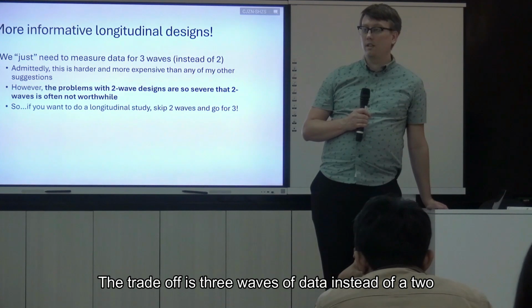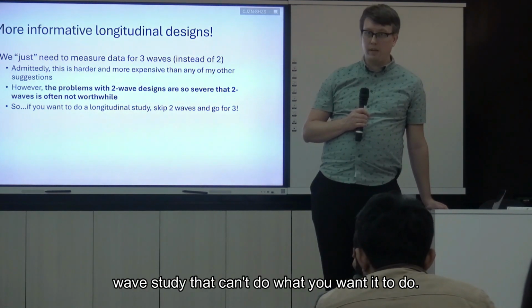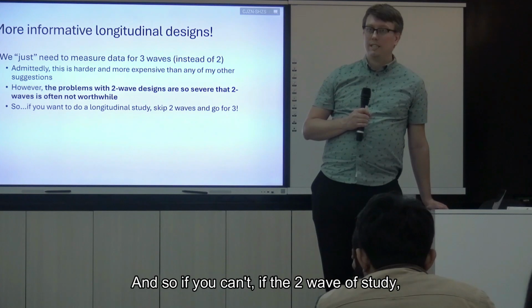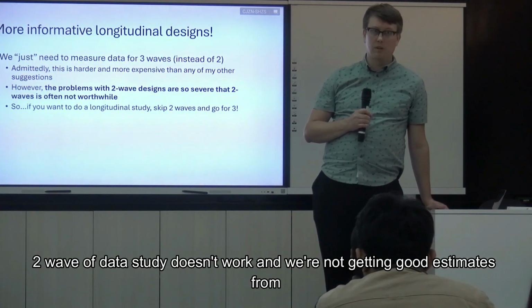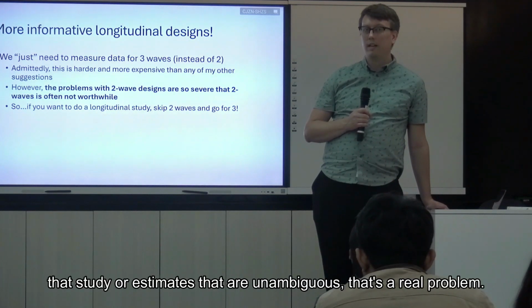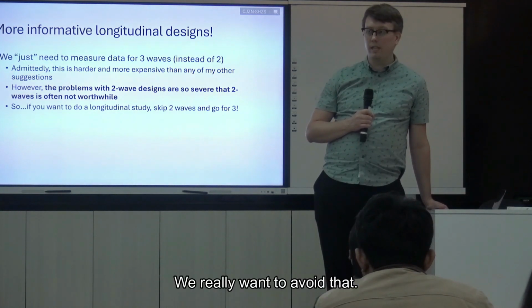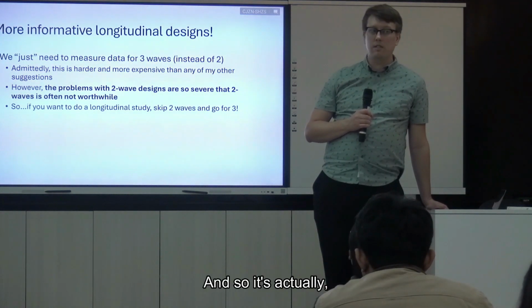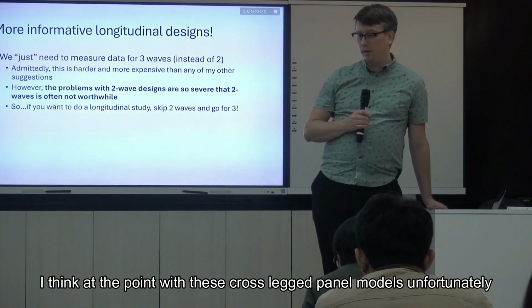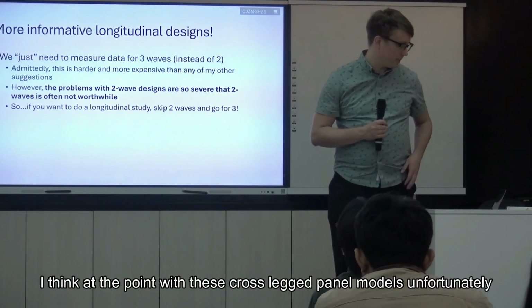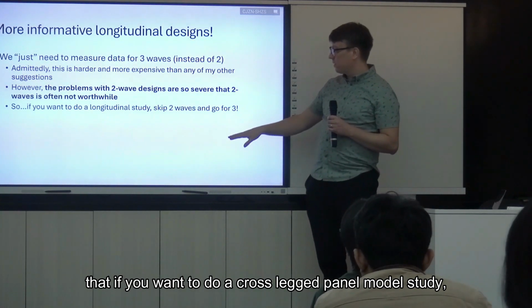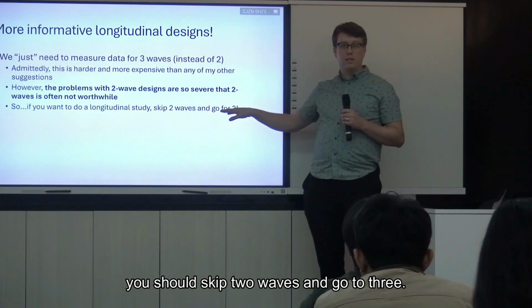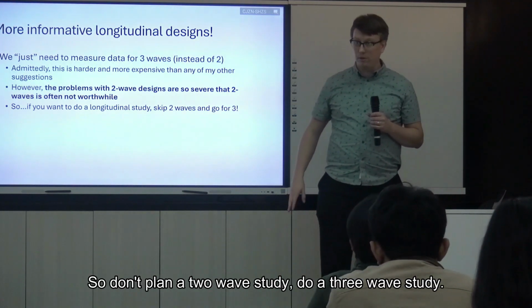The trade-off is 3 waves of data instead of a 2-wave study that can't do what you want it to do. And if the 2-wave study doesn't work, and we're not getting good estimates from that study, or estimates that are unambiguous, that's a real problem. We really want to avoid that. And so I think at this point with these cross-lagged panel models, unfortunately, if you want to do a cross-lagged panel model study, you should skip 2 waves and go to 3. So don't plan a 2-wave study, do a 3-wave study.